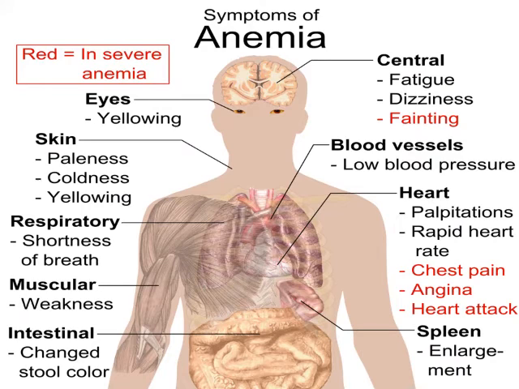Symptoms of anemia, as you all know, are paleness, coldness, yellowish sclera due to jaundice, hypotension, and palpitation. These are the most common symptoms in anemia: pallor, weakness, hepatosplenomegaly. But the most important symptoms for anemia are pallor and palpitation, tachycardia, increased heart rate.